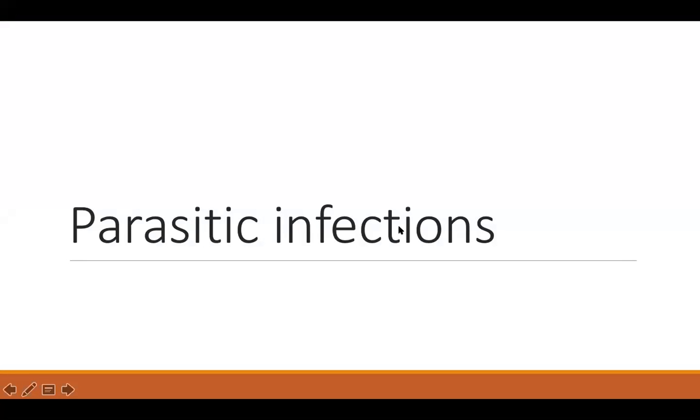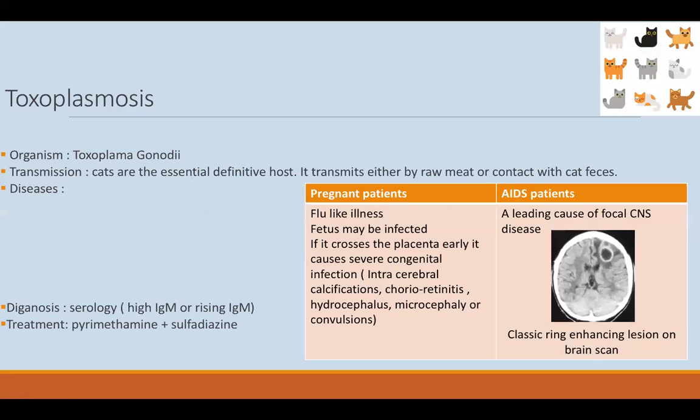Okay, last but not least, parasitic infection. Parasitic infections, I'm only going to talk about one, the most common one, اللي هي Toxoplasmosis. Toxoplasmosis is caused by the organism Toxoplasma gondii. It transmits through cats. Cats are the essential definitive host. تمام؟ يا أما transmits either by raw meat or direct contact with cat feces.